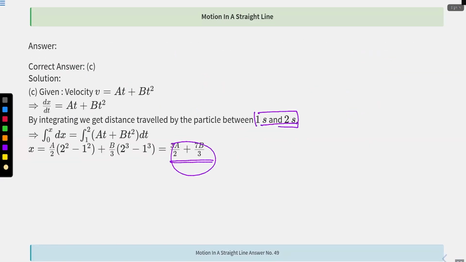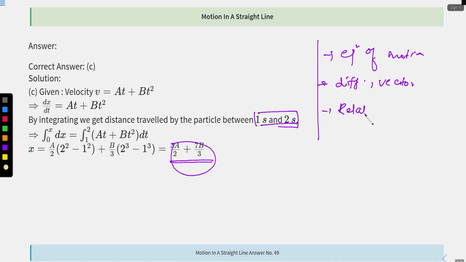So this is the final question which we had done. Now, a request to all of you is to just revise the concepts. The first part is equations of motion. Make sure you're good with differentiation and the vector representation. Then you have relative motion questions. Then we also had average velocity, but that again comes under equations of motion only. And some graphical questions.